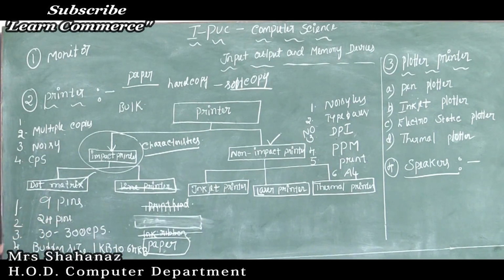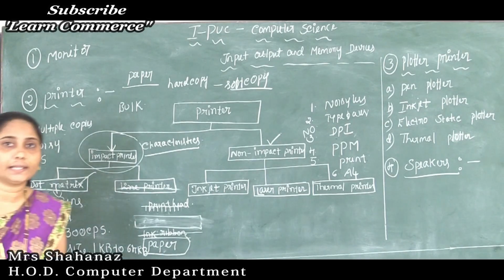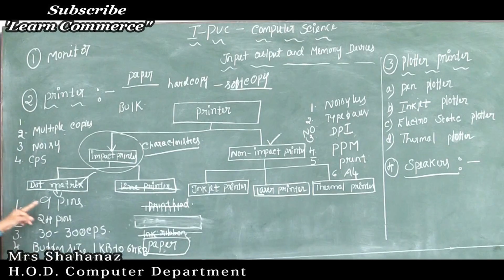So all are the characteristics of our dot matrix printer. ಅರ್ಥ ಆಯ್ತಾ? In the dot matrix printer, first of all, how many pins did we get? 9 pins. But now we mostly use a 24 pin dot matrix printer for our precise images, and also the printing speed of the printer, the 30 to 300 characters per second. Clear this point? And later next one, buffer size.